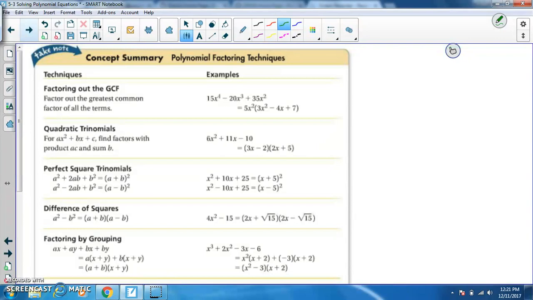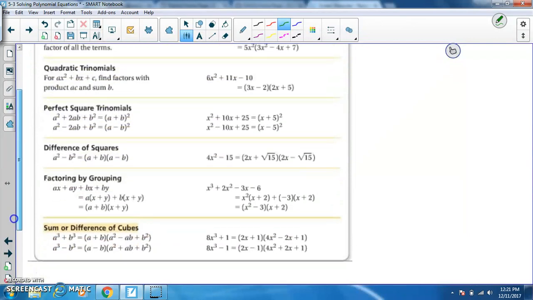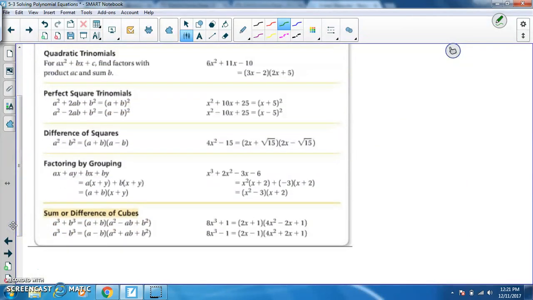Here is a review of factoring techniques. One, we have to factor out our GCF. Trinomials is when we use our triangle. Perfect square trinomials, difference of squares, factoring by grouping, we will get to in a second. Sum or difference of cubes is new to us as well.